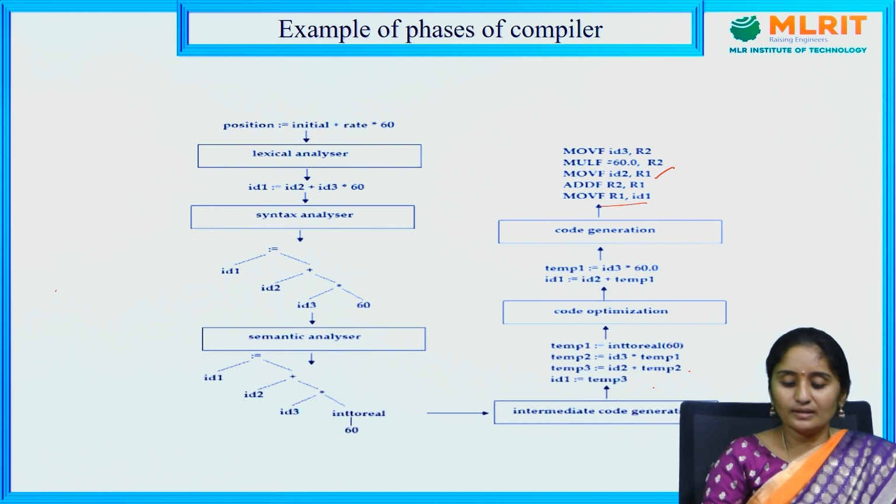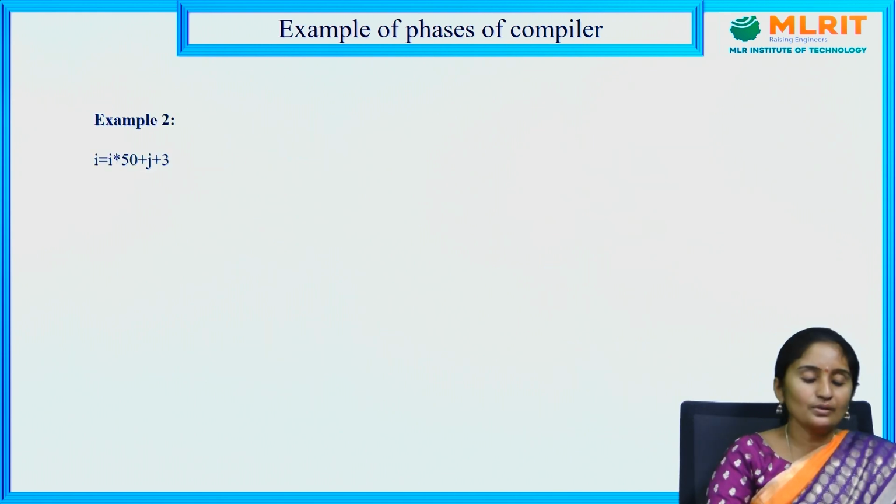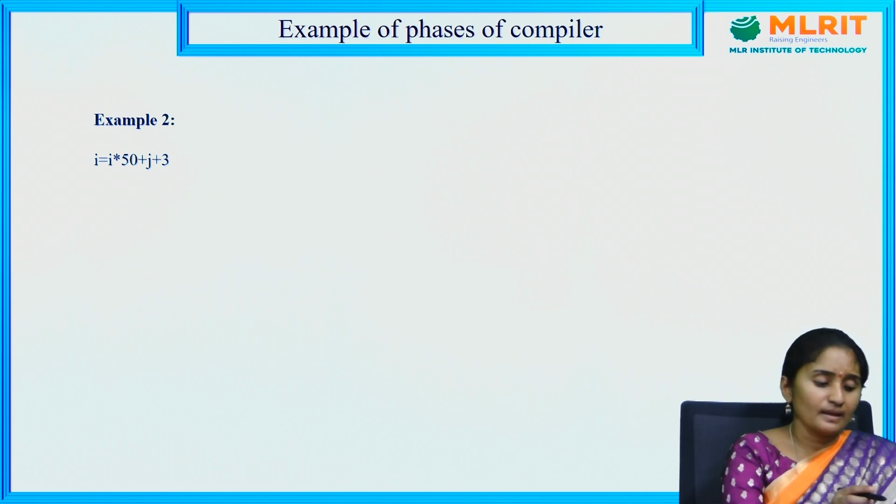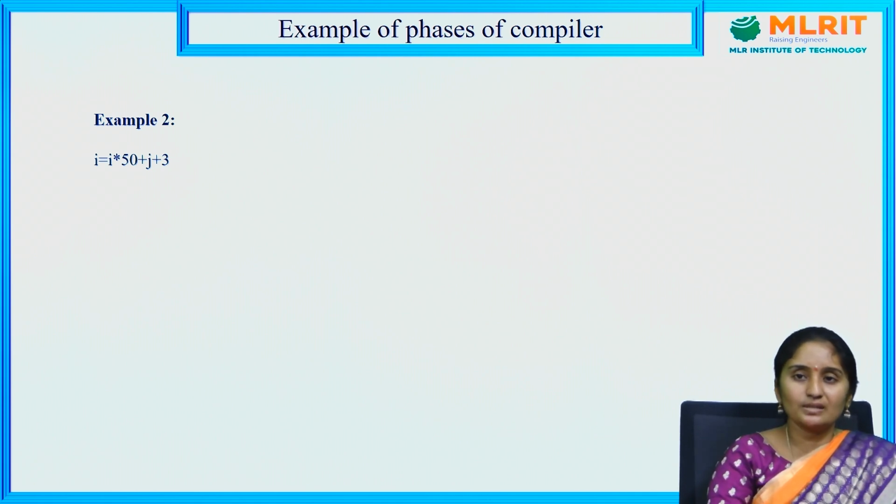So it generates the code generator. So these are the things we are going to do here. The next example is i = i * 50 + j + 3. The same thing, the same 6 phases we are going to generate.